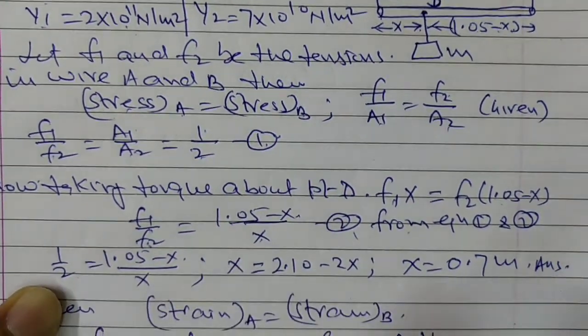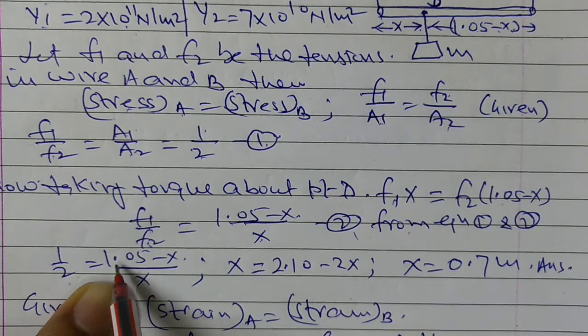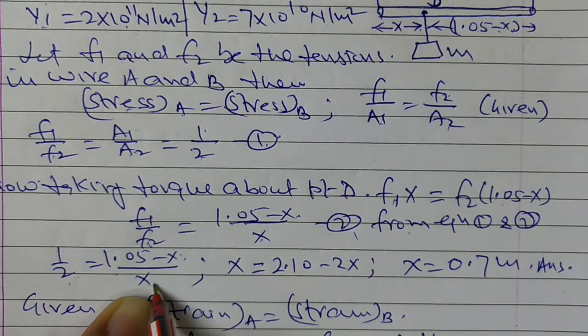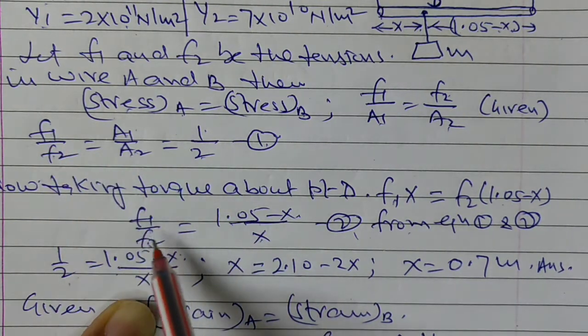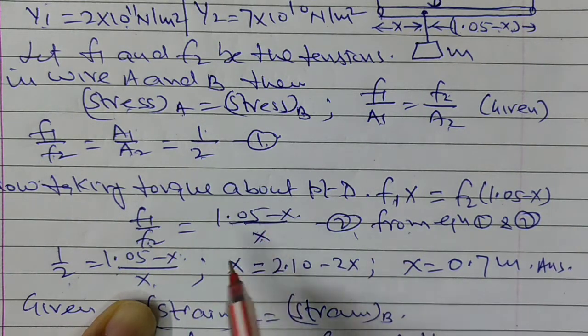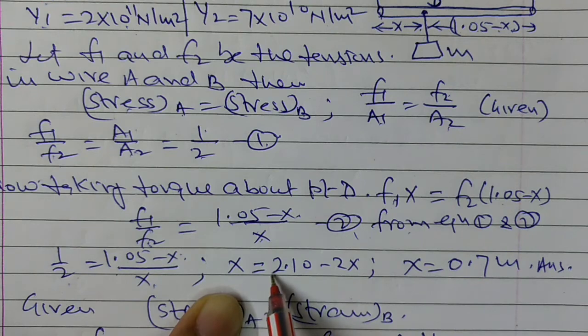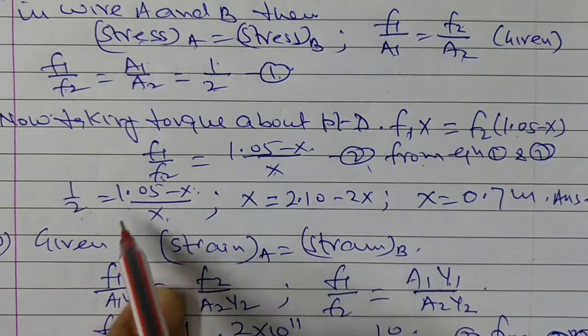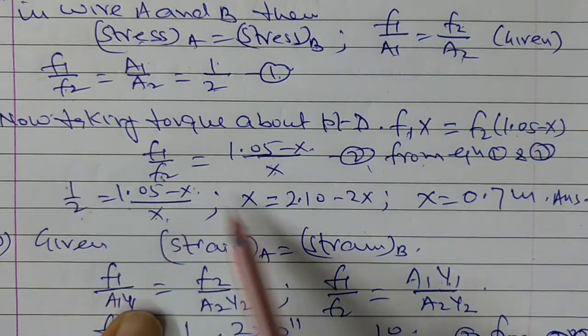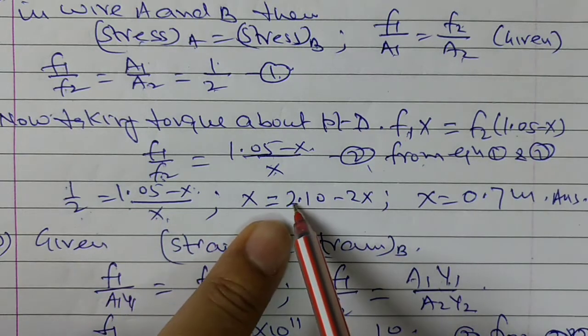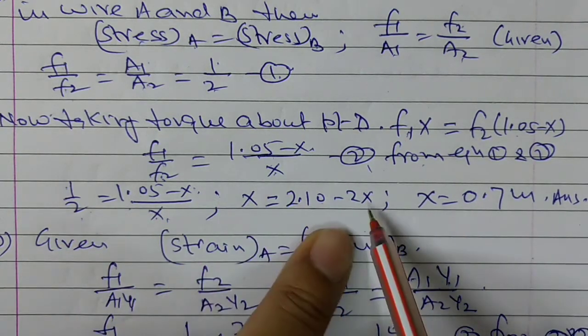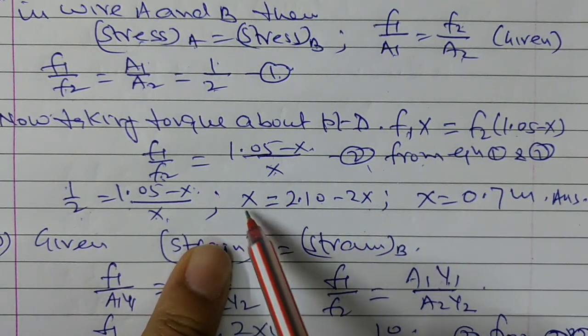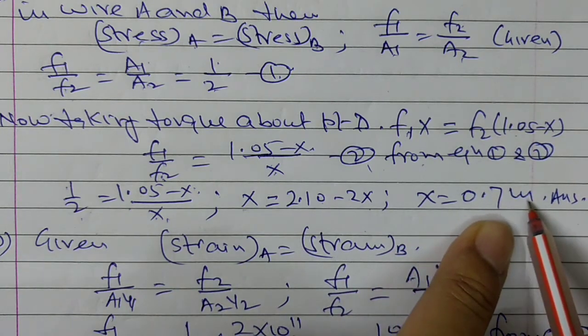दोनों इक्वेशन से हम लिख सकते हैं, this 1 upon 2 is equal to 1.05 minus x upon x, this F1 upon F2, and this is also F1 upon F2, तो दोनों को हमने इक्वल किया, and from here this x is equal to, cross multiply, this x into 1 is x is equal to this into this is 2.10 minus 2x. Then on solving, x is equal to 0.7 meter.